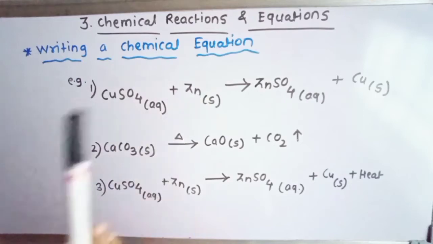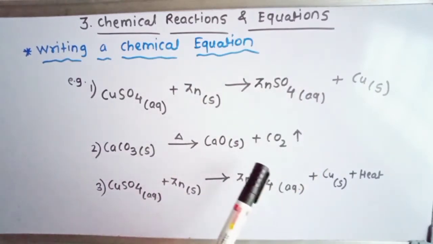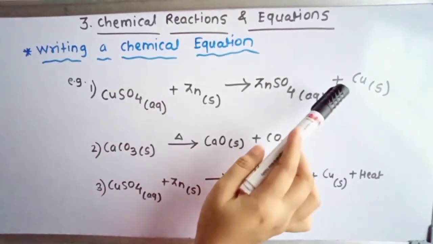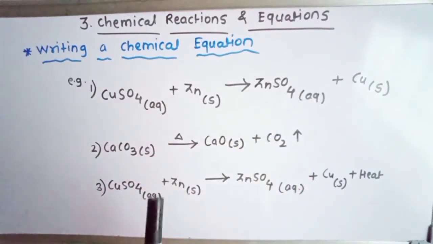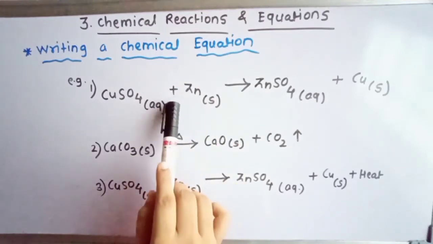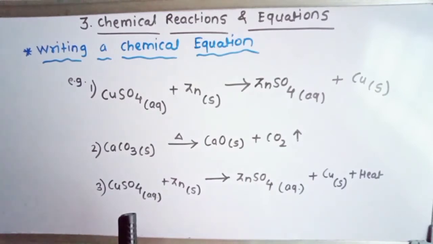Now third, if there are two or more reactants or products, see, here is only one reactant, but here two reactants are there, here two reactants are there, two products are there, yes or no? So if there are two or more reactants or products, they are written with a plus sign, okay? What is the third rule? If there are two or more reactants or products, they are written with a plus sign in between them. Is this clear to you?